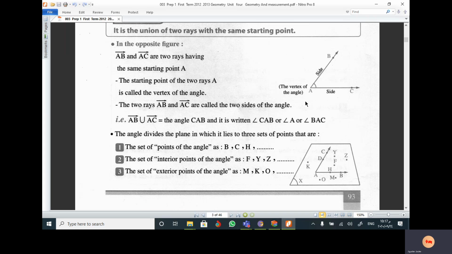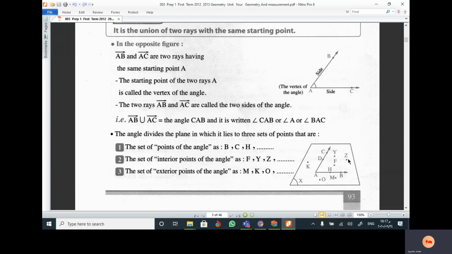An angle divides the plane into three sets of points. Points on the angle, like A, D, C, H. All of these points are on the sides of the angle. After that, points in the interior of the angle, like Y, F, and Z.